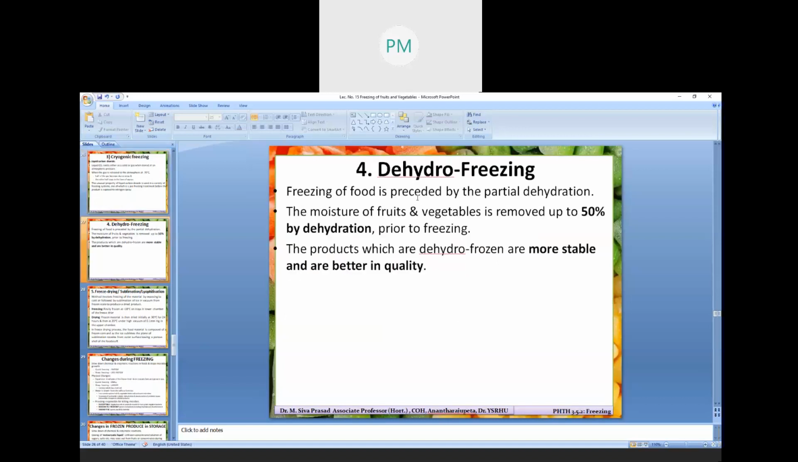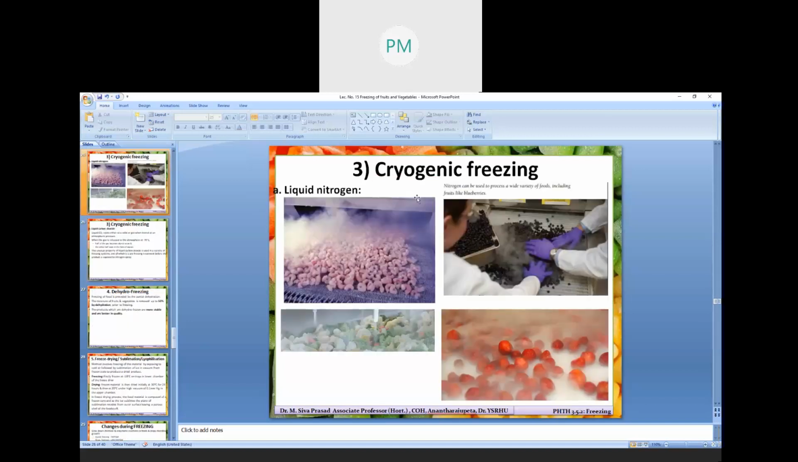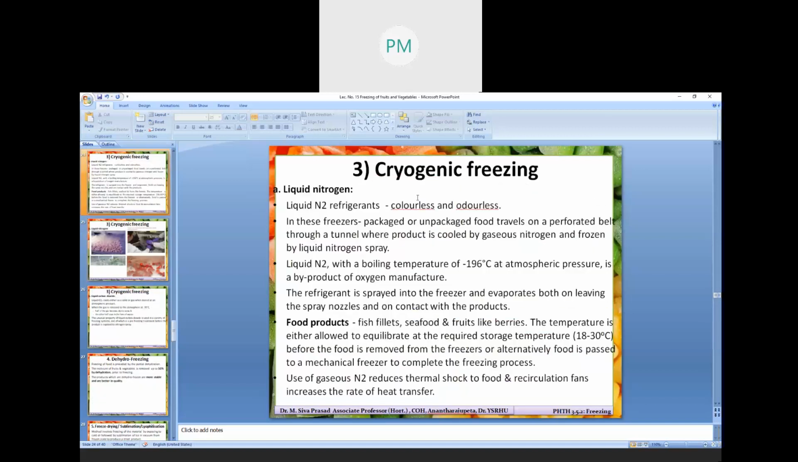And then you have cryogenic freezing using liquid nitrogen. Liquid nitrogen is usually colorless and odorless. What is the boiling temperature of liquid nitrogen? It is minus 196 degrees Celsius. So this will quickly freeze your food at minus 196 degrees Celsius.